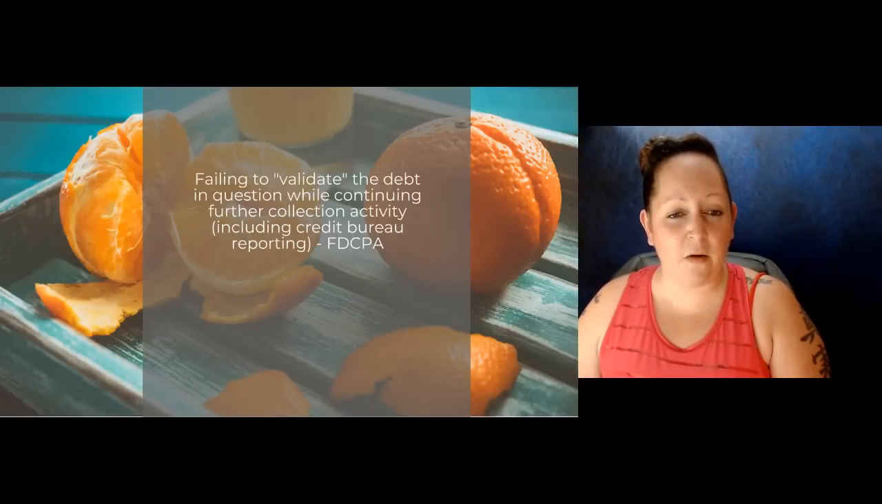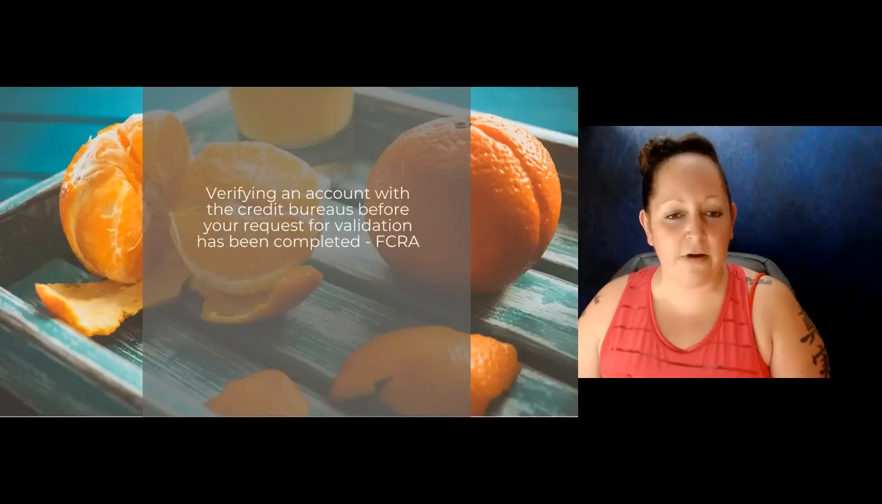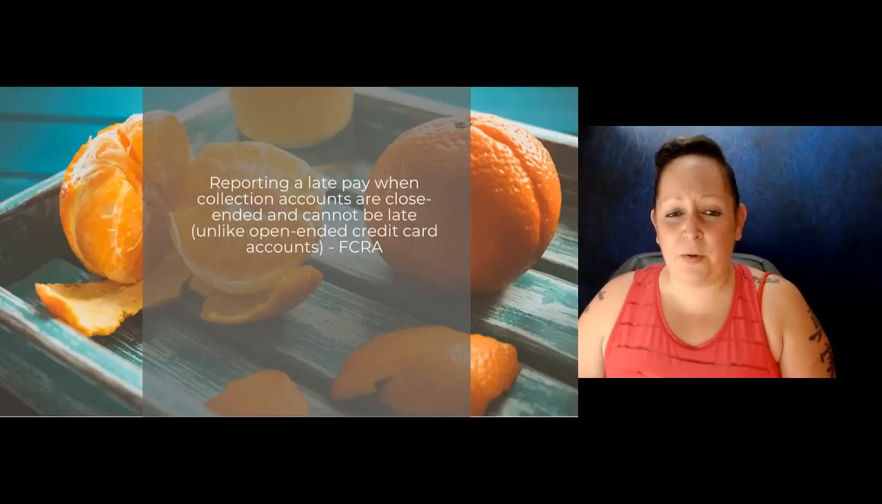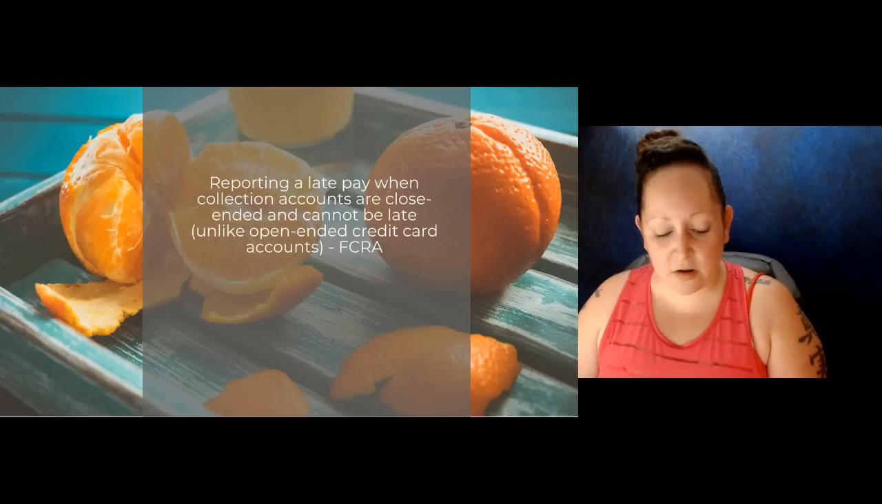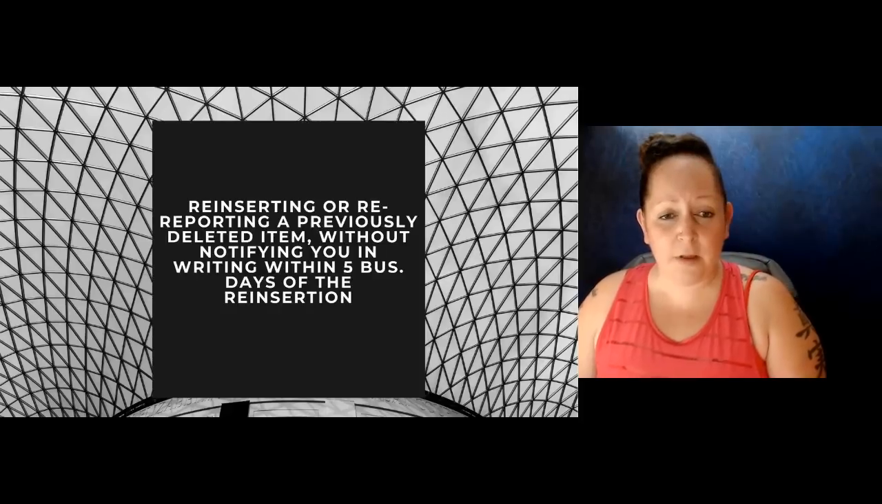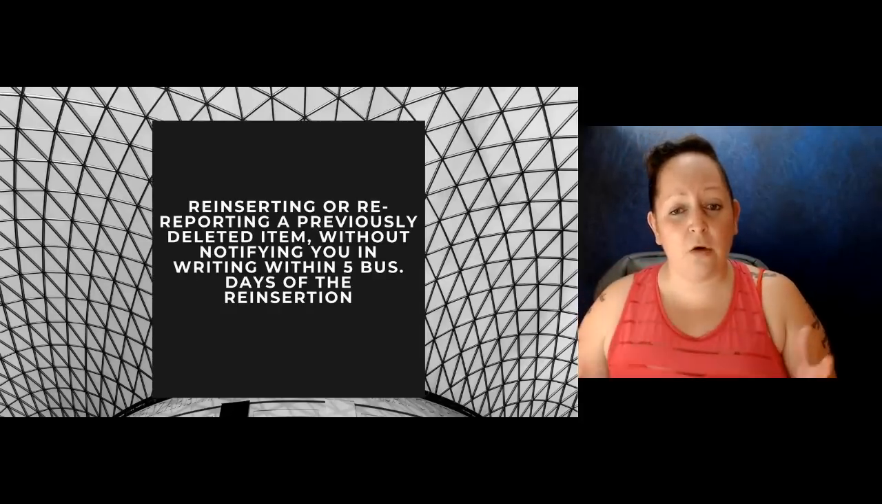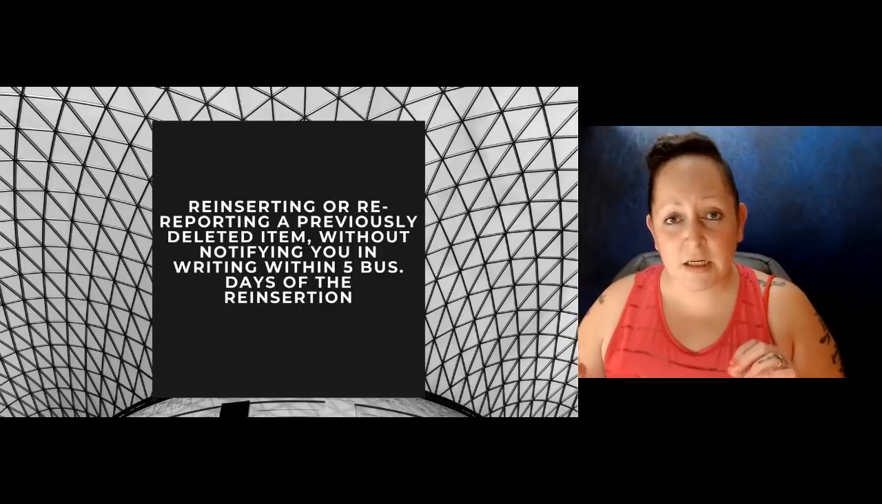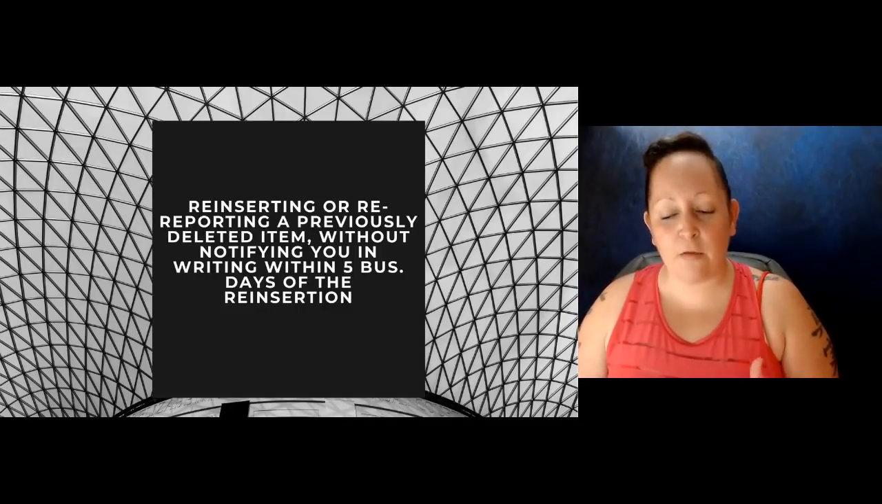Transferring and selling, okay, dispute, validate, verify, and this is where we left off. Reporting a late payment on collection accounts that are closed because they are not open-ended, and then reinserting. Okay, so we did go through all of the violations that were the most prevalent and the most important. Not really important, because obviously all of the other ones are important, right?